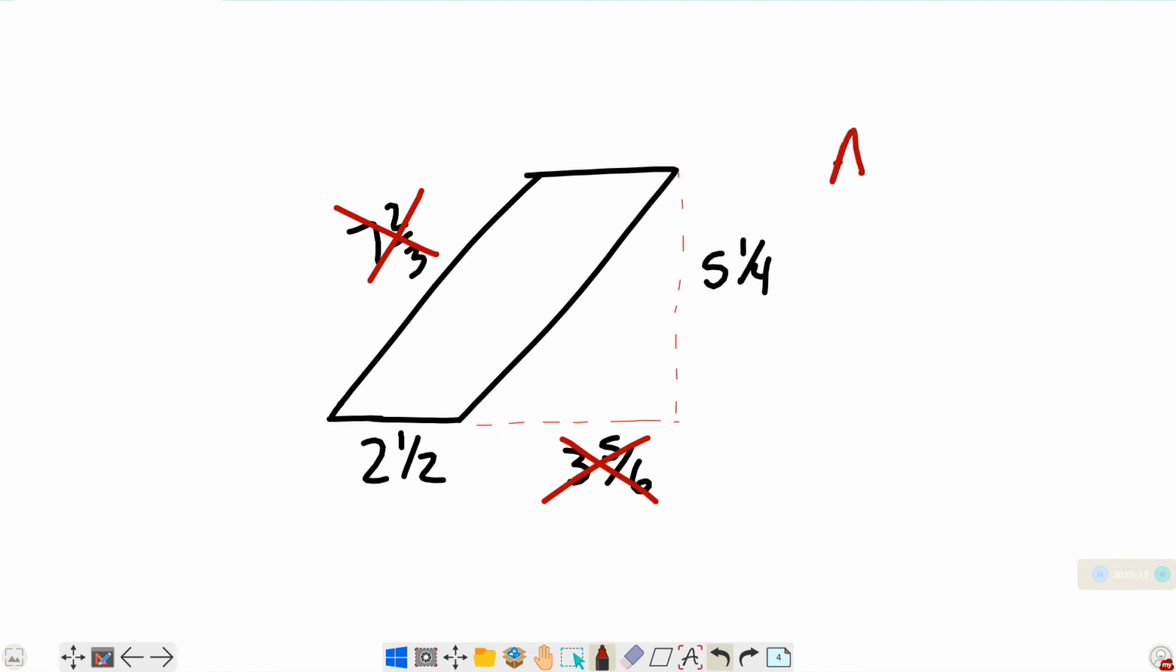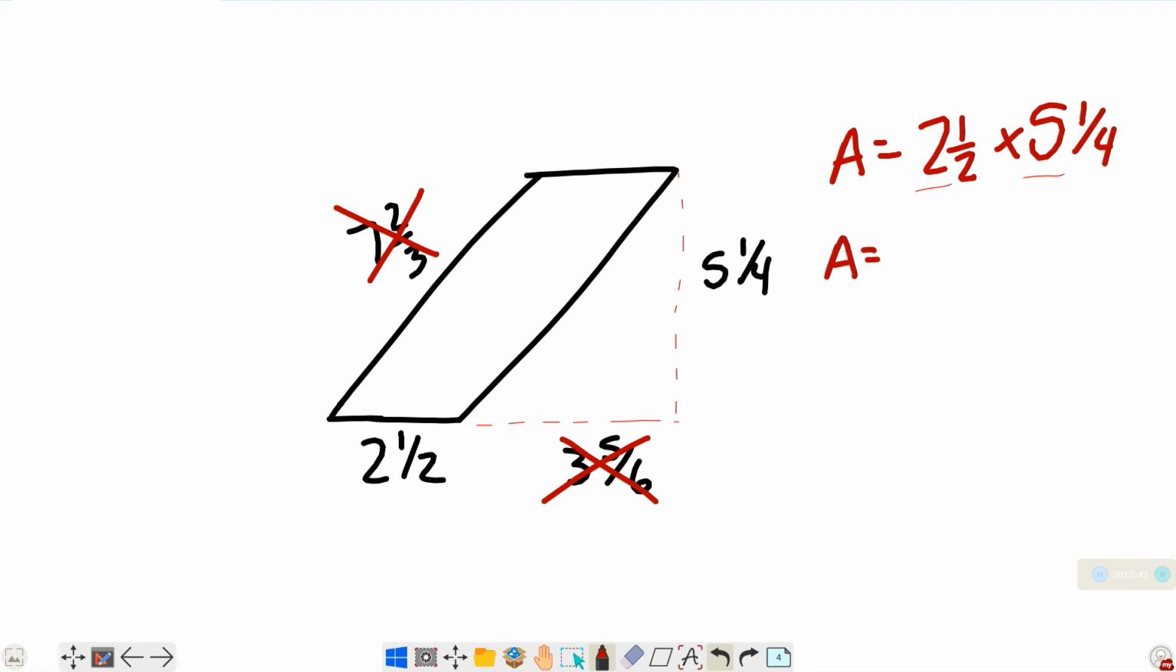Our area is going to be 2.5 times 5.25. A very common mistake that I see is students will multiply the whole numbers together and then multiply the fractions together. But that does not work. That's a really common mistake that people make. So let's try and avoid that.